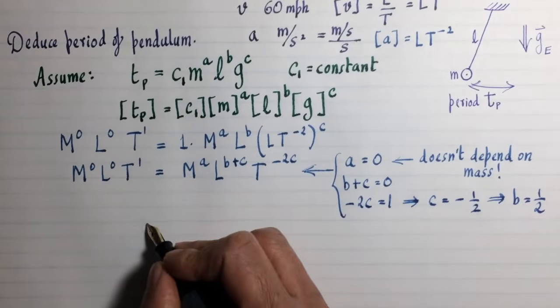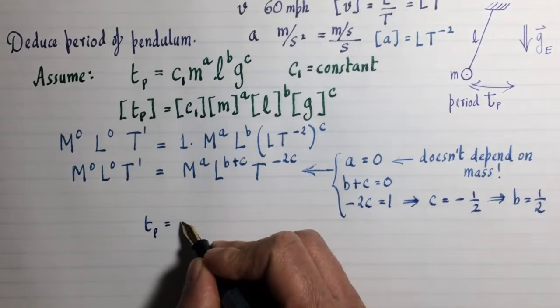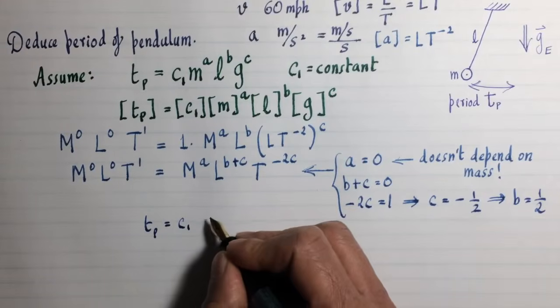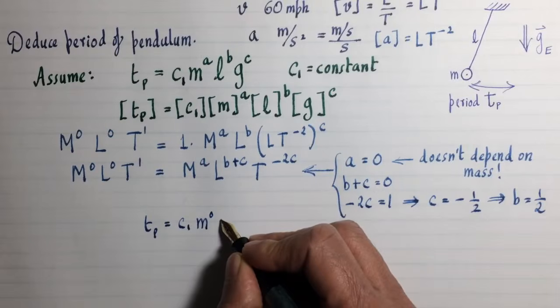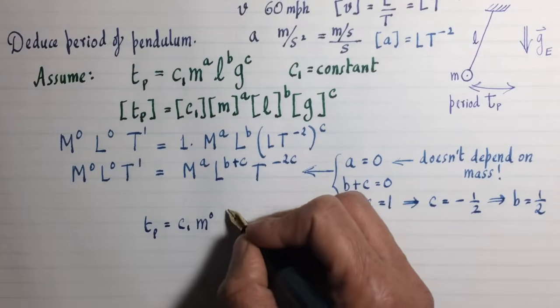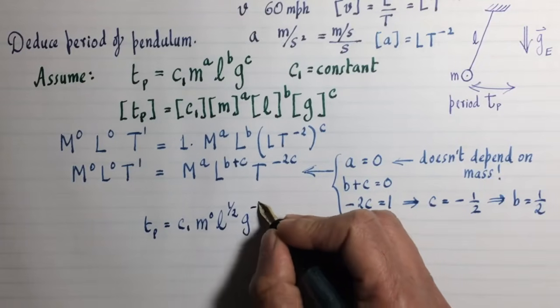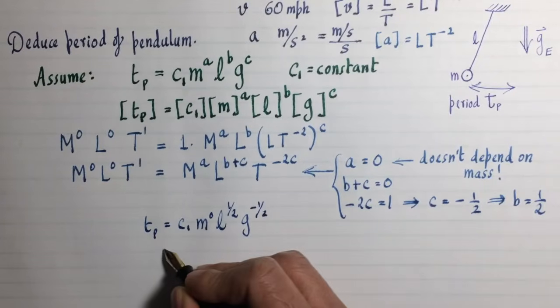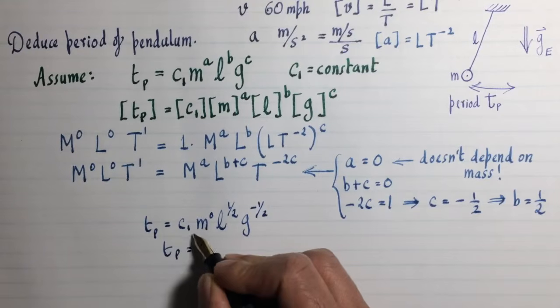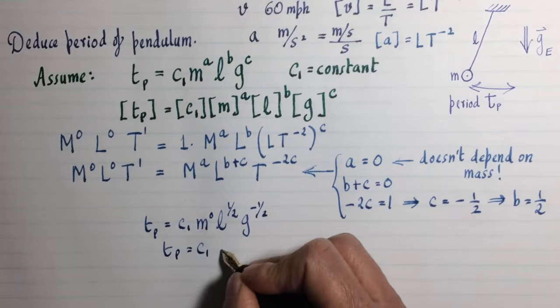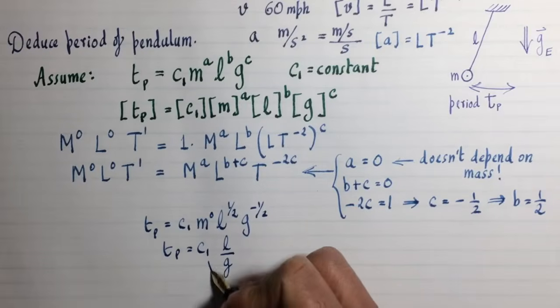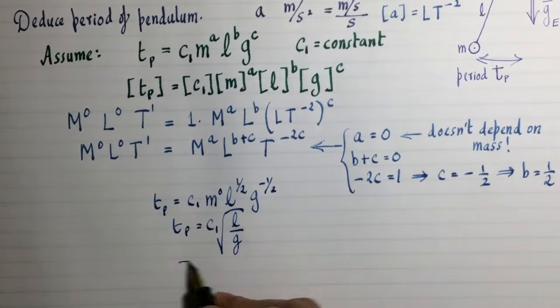The period of a pendulum, Tp, is going to be some constant c1, which I've still not determined. It's not going to have any dependence on mass, m to the 0, and then it's going to have L to the b, which means L to the half, times g to the minus half. Or we can say that the period of a pendulum is equal to c1, m to the 0 is just 1, and that's the square root of L over g. So that's the formula we seek. Pretty astounding, don't you think?